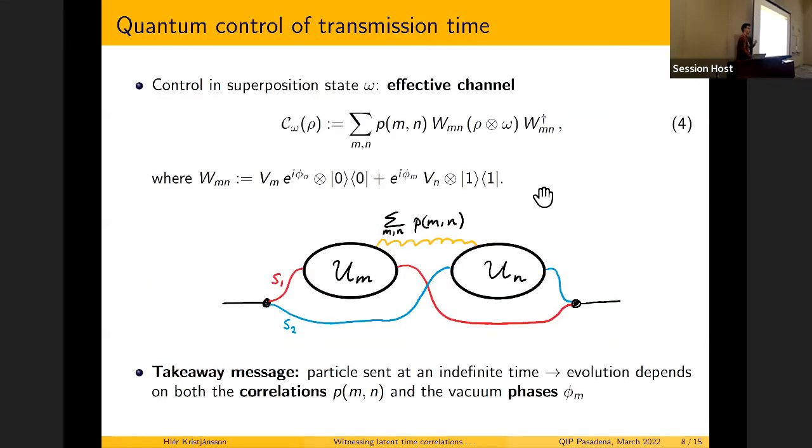So that's exactly what we would expect. But if the control state is in a quantum superposition state of the classical basis states, 0 and 1, so in a superposition state omega, then the overall evolution of the whole system is now given by equation 4. So we call this effective channel C subscript omega, where omega is the state of the control system. And this depends on both the correlations P_mn between successive uses, and it depends on these vacuum phases phi_m.